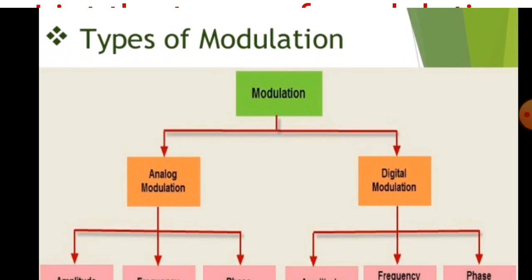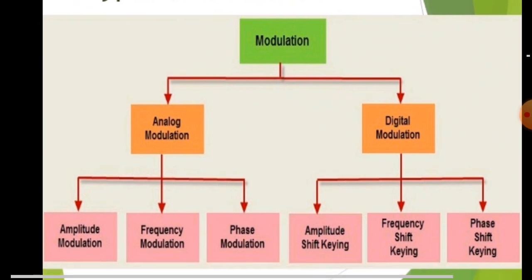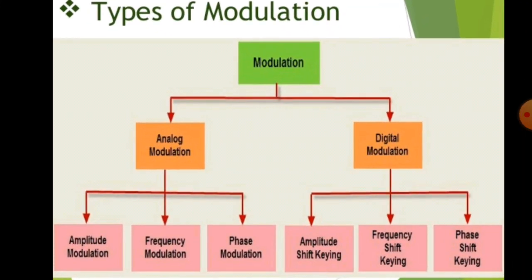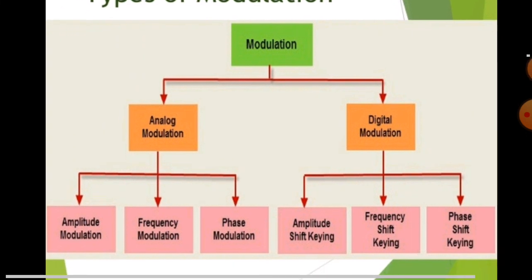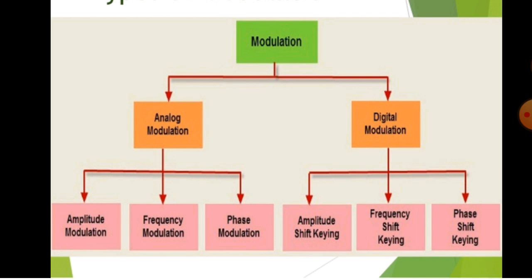Next is types of modulation: analog modulation and digital modulation. Modulation is further divided into analog and digital modulation. Analog modulation is subdivided into amplitude modulation, frequency modulation, phase modulation, and digital modulation is subdivided into amplitude shift keying, frequency shift keying, and phase shift keying. For our syllabus, only analog modulation, that is amplitude, frequency and phase modulation, is there.